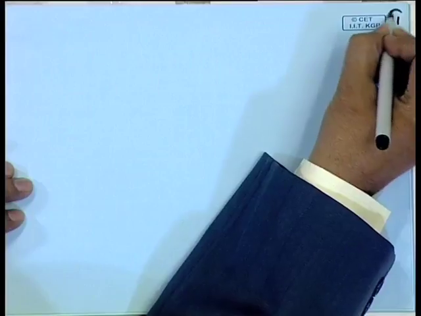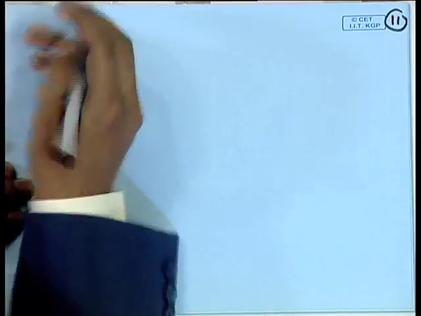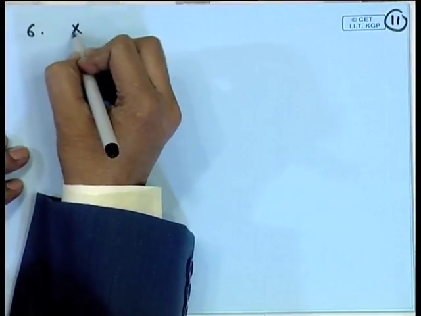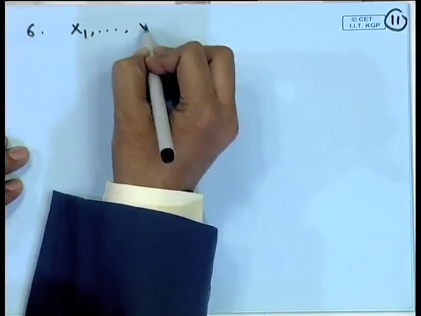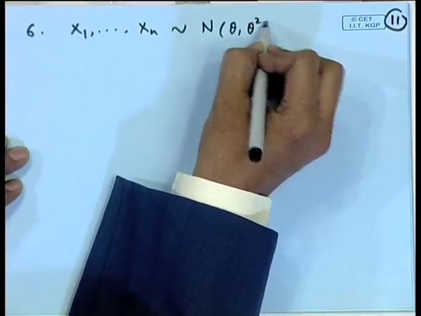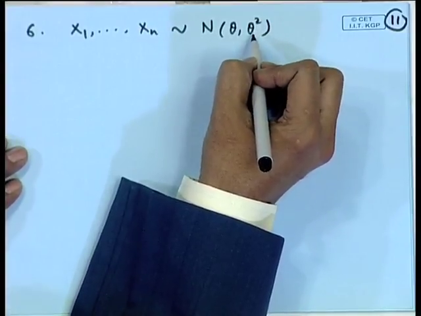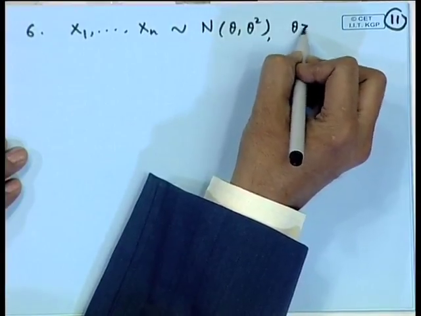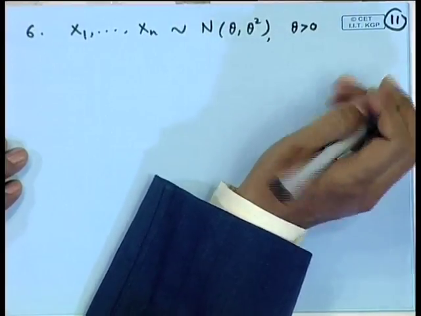Let us take X1, X2, ..., Xn following a normal (theta, theta square). That means I am considering the situation where the mean and the standard deviation are the same. So, naturally theta has to be positive here.